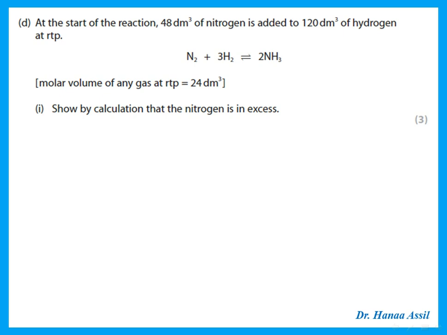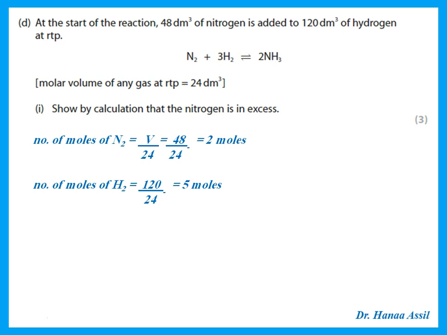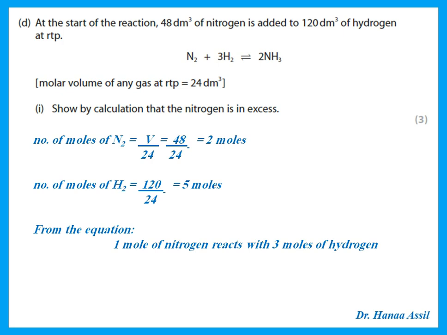So let's first calculate number of moles. We're talking about gases. He gives me volume of the gas, and that means the number of moles is volume over 24. So the number of moles of nitrogen is 2 moles. The number of moles of hydrogen is 5 moles. Now we look at the equation and we see how many moles I need. The equation says if I have 1 mole of nitrogen, it needs to react with 3 moles of hydrogen. Can you see that from the equation? 1 mole of nitrogen reacts with 3 moles of hydrogen. That means that the number of moles of hydrogen should be 3 times the number of moles of nitrogen.